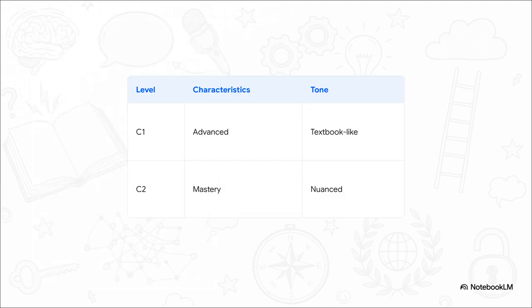And honestly, the tonal difference is the most fascinating part of this transition. To move up from C1, you literally have to unlearn some of those robotic, mechanical phrases. A C1 speaker is amazing, super independent, but let's be real, they can sometimes sound a bit like a walking dictionary. A C2 speaker, they've got the nuance, they catch the irony, the subtle jokes, the cultural nods, and they adapt to any situation completely effortlessly.